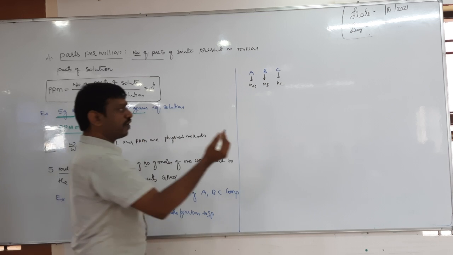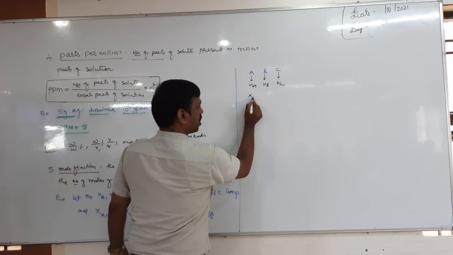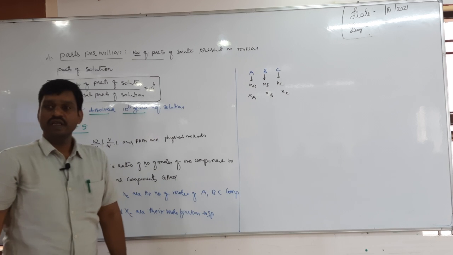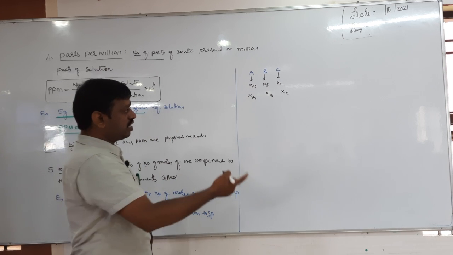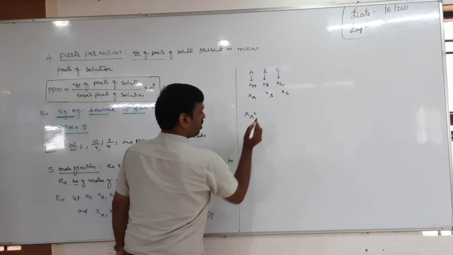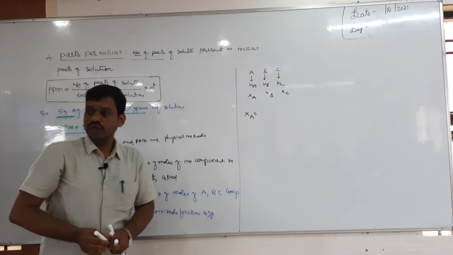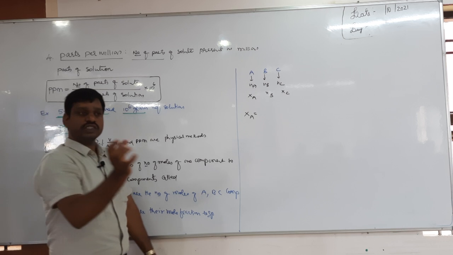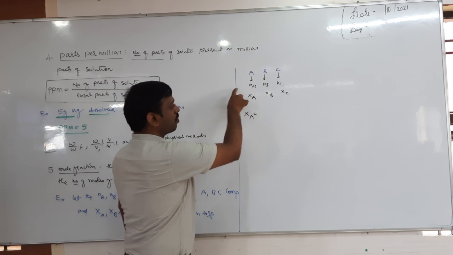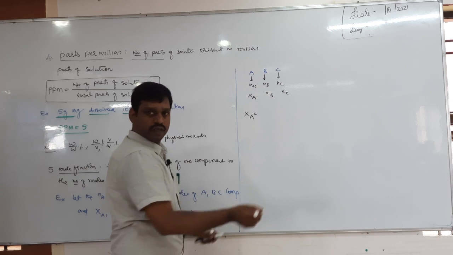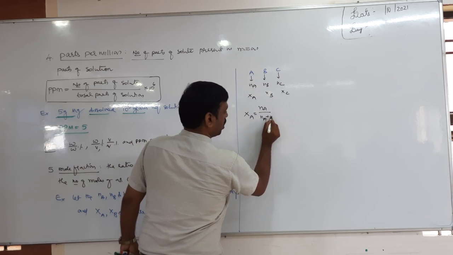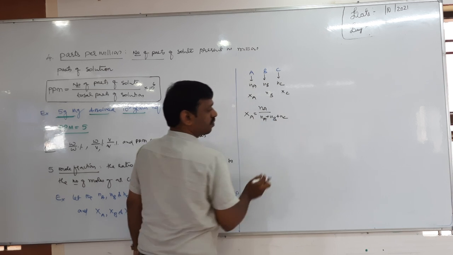And what is their mole fractions? Their mole fractions are Xa, Xb and Xc respectively. Then what is the mole fraction of A, B, C? Mole fraction of A, Xa, equal to the ratio of number of moles of one component, that is number of moles of A divided by total number of moles of all the components. So it means Na by Na plus Nb plus Nc.